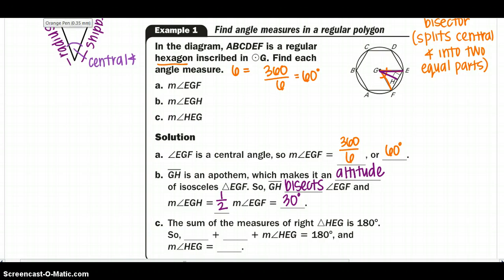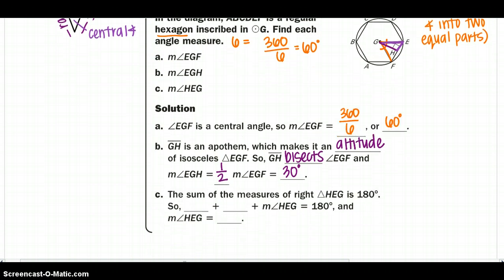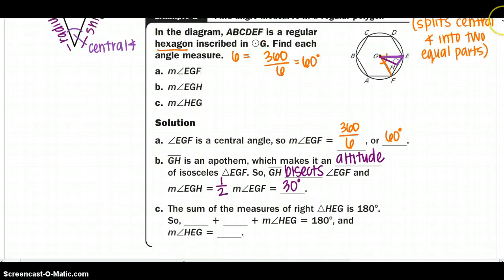And last, we want to find HGE, which will be our last one that we're going to look at. So the sum of the measures of a triangle equals 180 degrees. So let's redraw it out to the side. We know this is E, G, and H. We just said that EGH was 30 degrees. So we know the angle sum theorem would say that we're going to add all three angles together to get 180. So we could conclude that that angle would be 60 degrees.